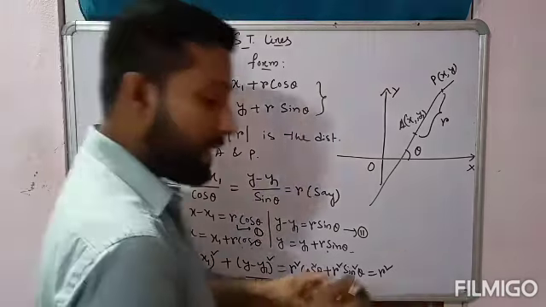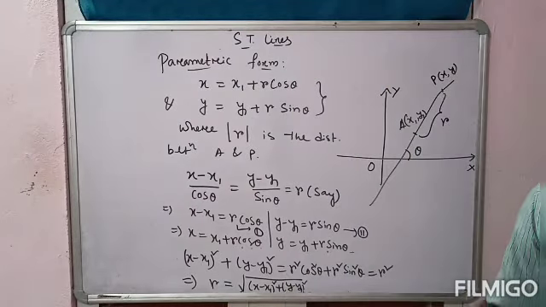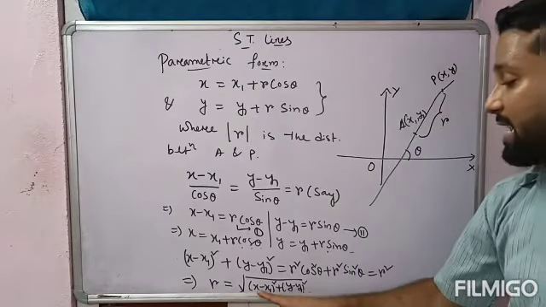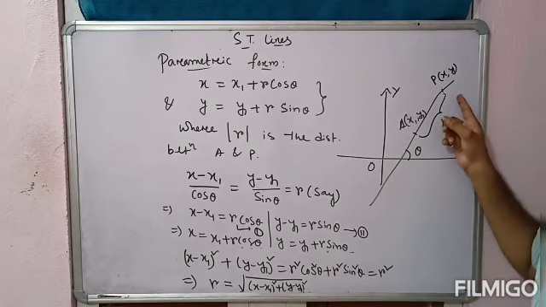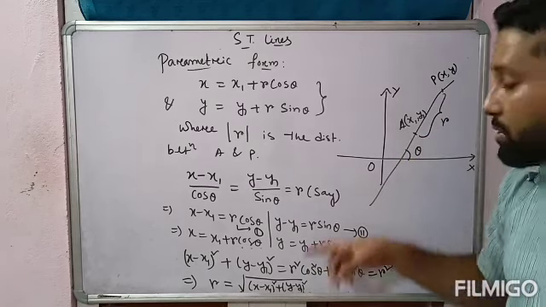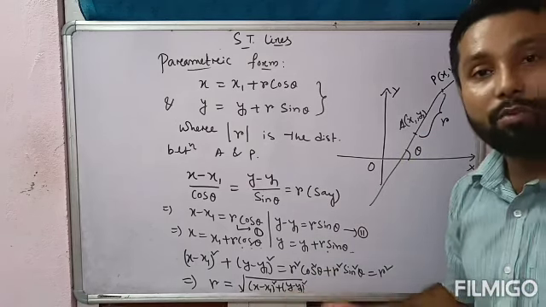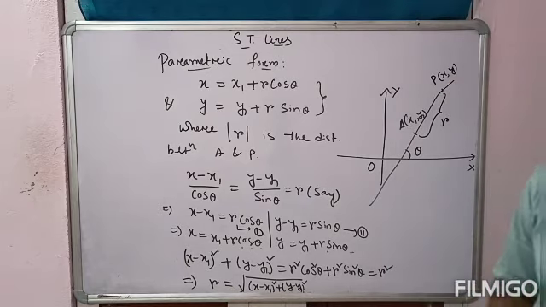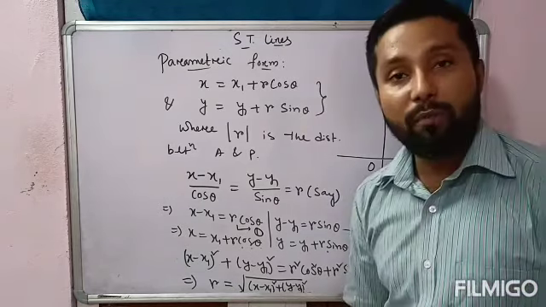So हो गया ना, यही तो proof हो गया. That is the r is nothing but what? It is the distance between A and P. A और P का जो distance formula use करने से जो result मिलेगा वही तो मुझे मिला. Okay? So this is all about the parametric form of a straight line.